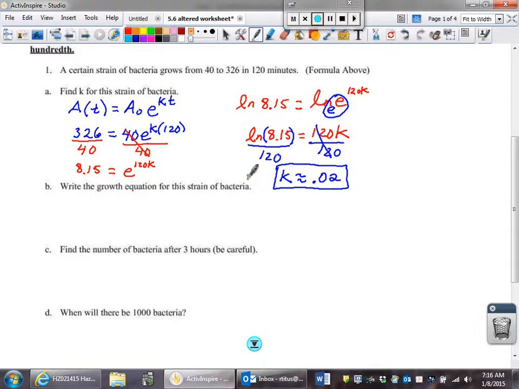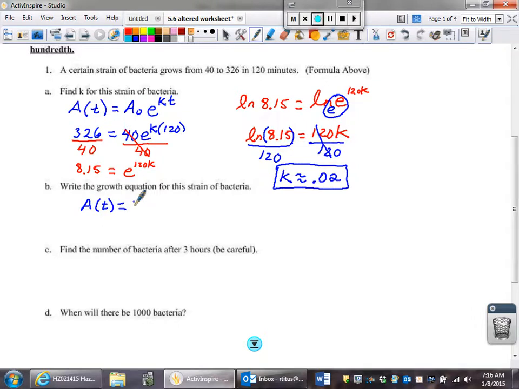Now we go down to part B. It says, write the growth equation for this strain of bacteria. The growth equation is going to tell us how many bacteria we're going to end up with. This is how much bacteria we're going to end up with, like up here we ended with 326.